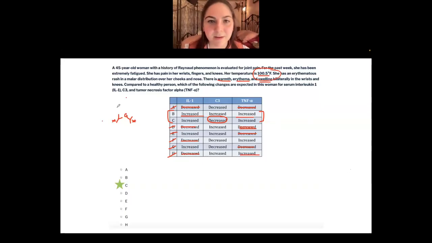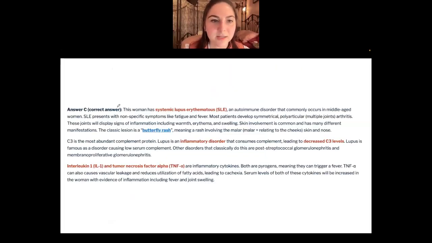Okay, but does that make sense? As well as you would know lupus, but inflammation, decrease C3. It's famous as a disorder causing low serum complement. It's because all those antigen antibody complexes just bind up all the C3b and it just uses up all of that complement.